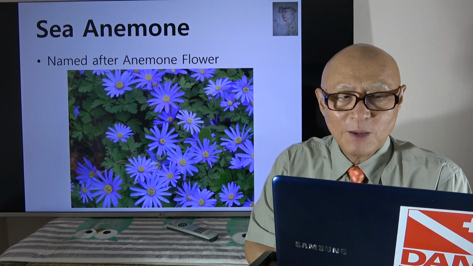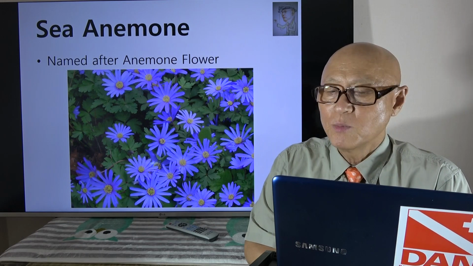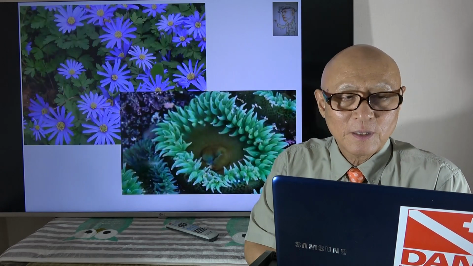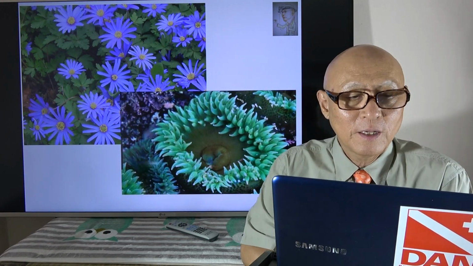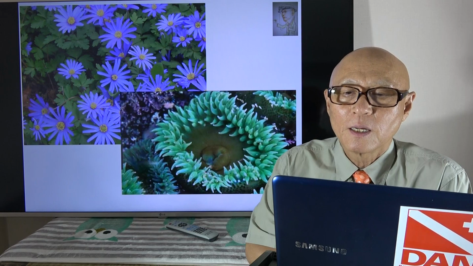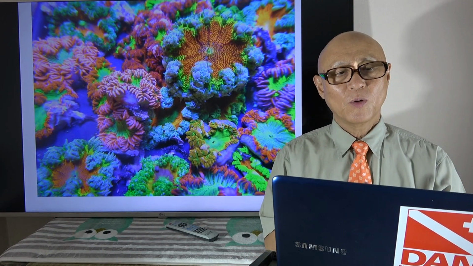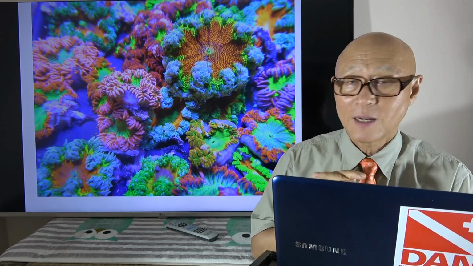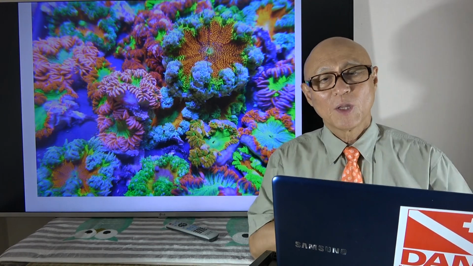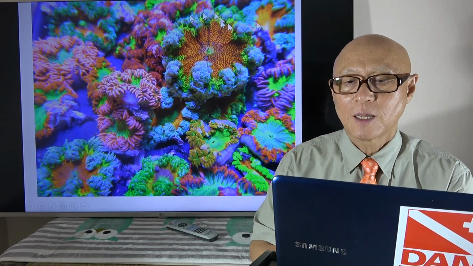They are named after a flower, anemone flowers. They certainly look pretty much alike, flower and sea anemone. This is a kind of a group of anemone flowers. These are not underwater anemones. And also some anemone fish look like this.